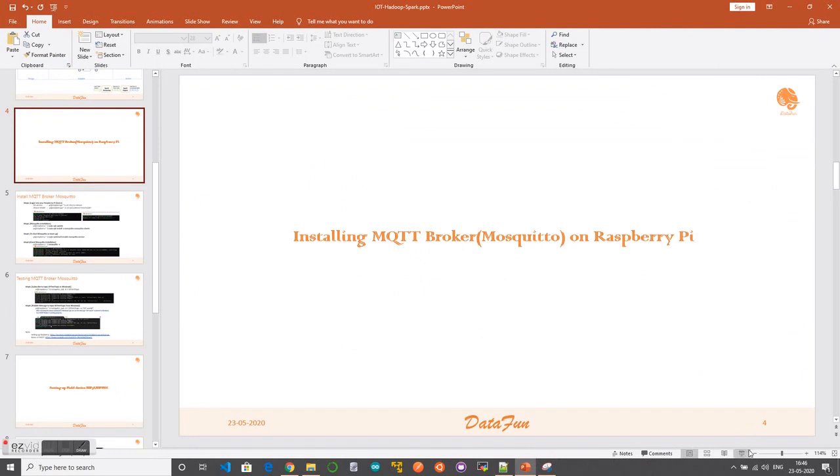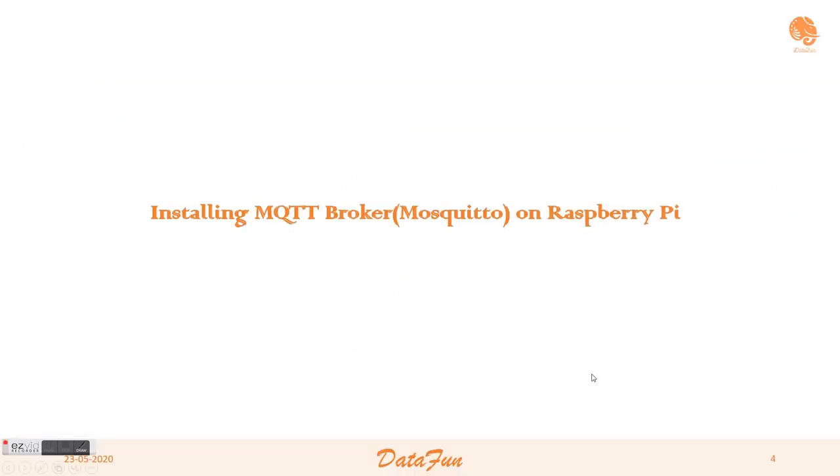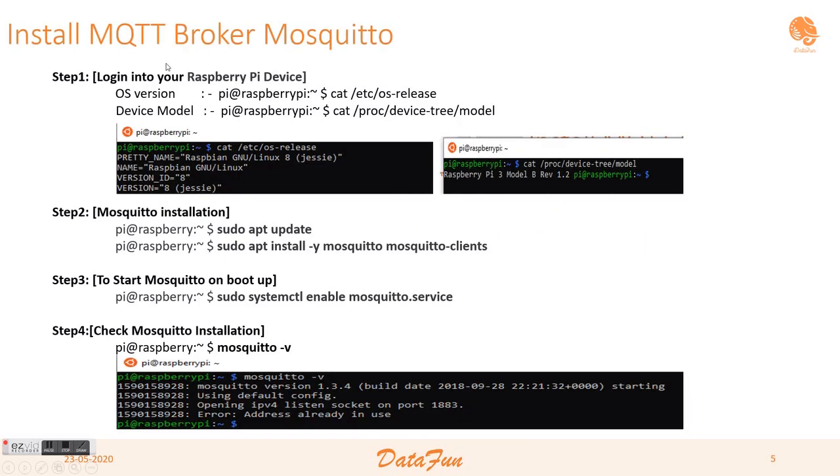Okay, let's see how to install this on Raspberry Pi. First, log into your Raspberry Pi. Just check the Raspberry Pi device, the OS version and the release model, meaning the Raspberry Pi version. What I have used here is the Jessie version 8, and the Pi model is 3 Model B, revision version 1.2.